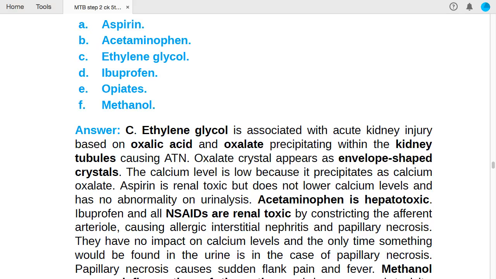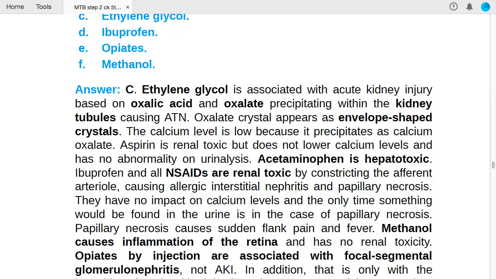Why are we not opting for acetaminophen? Because acetaminophen is hepatotoxic. It's purely hepatotoxic, not nephrotoxic at all, so just exclude it. Ibuprofen and all NSAIDs are renal toxic by constricting the afferent arteriole and causing allergic interstitial nephritis and papillary necrosis. Why are we not choosing ibuprofen and NSAIDs? Because they have nothing in direct relation to keeping the calcium low. They are not associated with decreased calcium level.